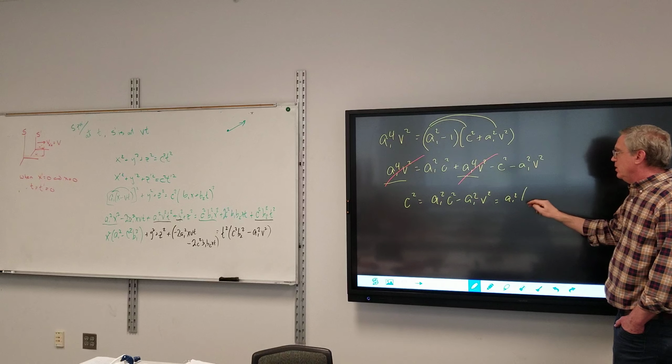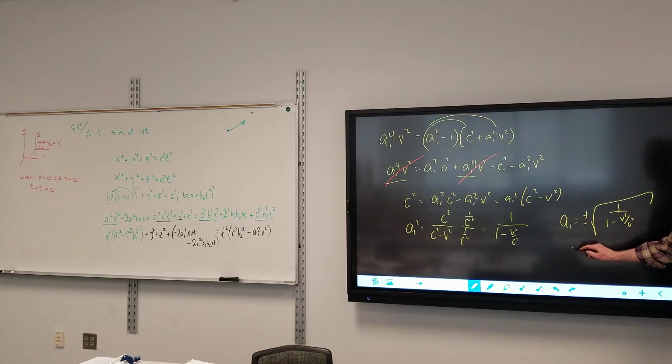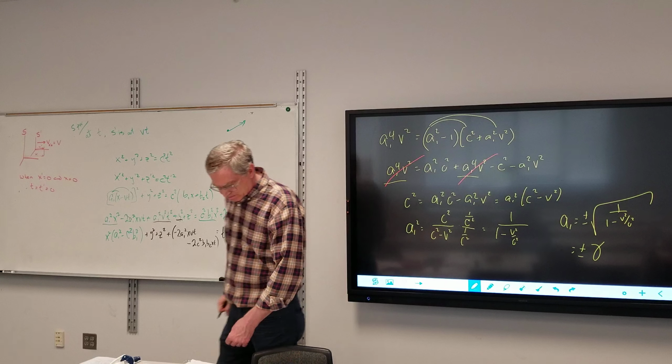So a1 equals plus or minus the square root of 1 over 1 minus v squared over c squared. In other words, plus or minus gamma. Shocking, gamma showed up yet again. But it's going to be plus or minus, it's one or the other, it's not either.